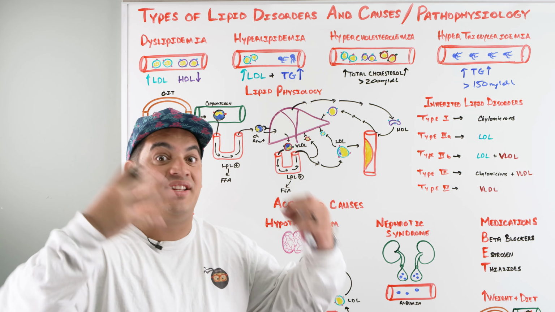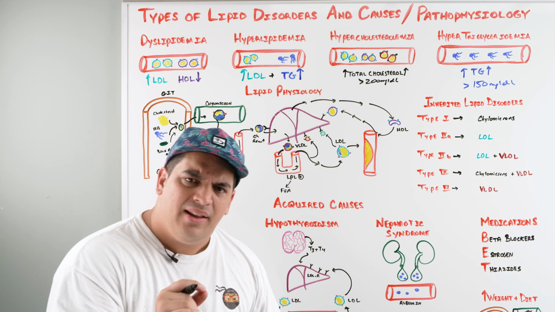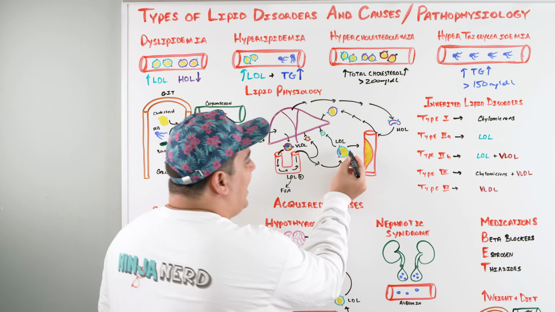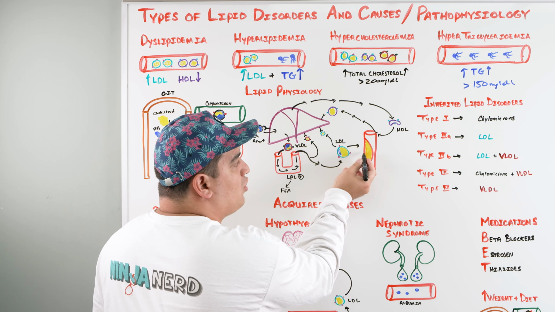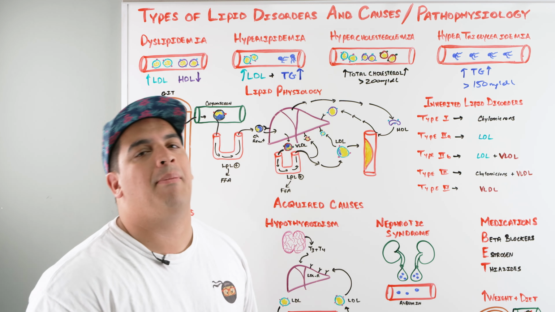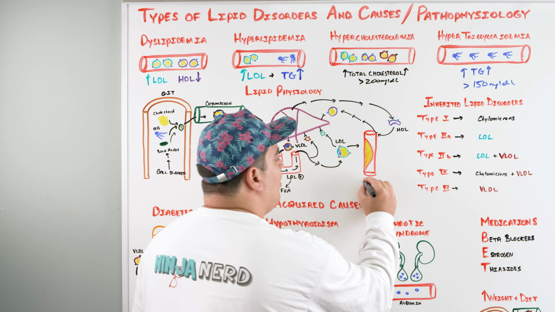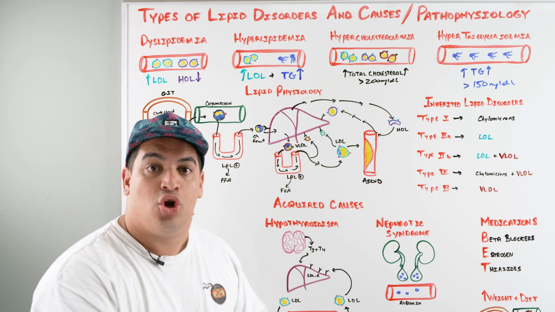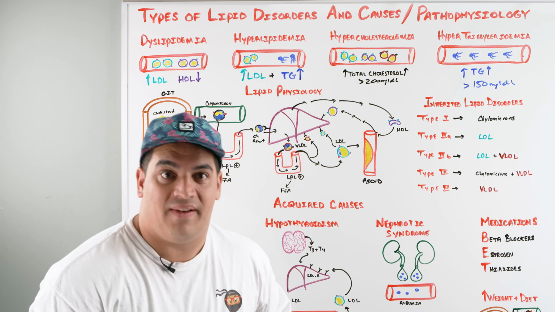LDL is the one that contains a lot of cholesterol and very little bit of the triglycerides. What the LDL will do is it'll take and deposit some of that cholesterol into various tissues. And one of the problematic issues is it can lead to atherosclerotic cardiovascular disease. It can deposit a lot of fat into the vessels, which leads to these big fatty plaques within our vessels.